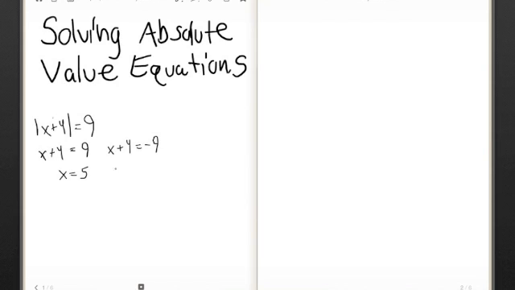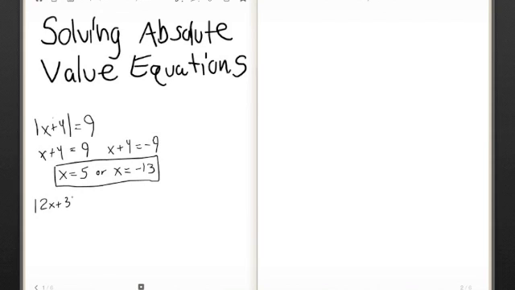Now we simplify both of these, and we see that x equals 5, or it could be equal to negative 13, either one. So you see, it's kind of similar there to a compound inequality, where we get two separate answers, and it's either one. That is how these work here.